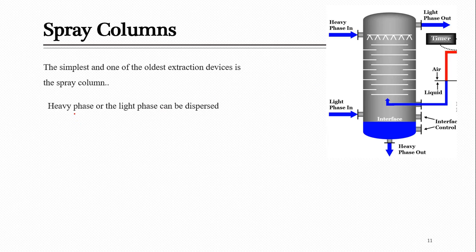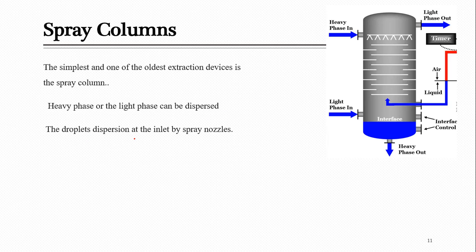Here it is not always necessary to disperse the heavy phase or the light phase. Sometimes you can go for dispersion of the heavy phase, sometimes for light phase dispersion. As I discussed earlier, it sometimes depends on the viscosity, which one should be dispersed. And by the way, just ignore this part of the timer and air liquid. This is actually company equipment. They have shown the exact equipment which is supplied, so this part is not of our concern.